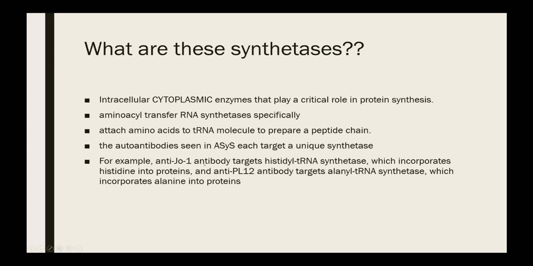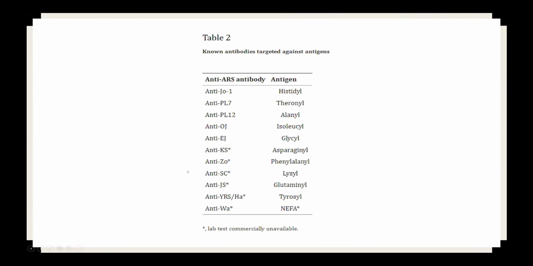So, the Jo-1 is the kind of primary example of tRNA synthetase, and this incorporates histidine into the proteins. And then the PL12, which is another one of these, targets the alanine tRNA synthetase, which incorporates the alanine. So they all have a very specific target. And then these are the known antibodies, like I just mentioned, Jo-1, PL7, PL12, OJ, EJ. I think those are probably the 5 original, and these are the emerging ones which have been found in some clinical trials, but we can't yet test for those.